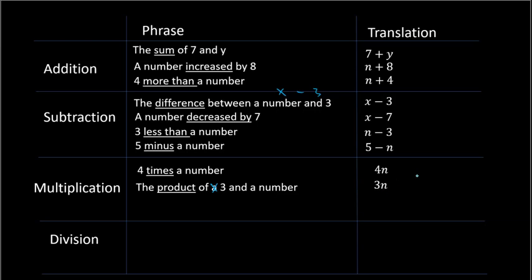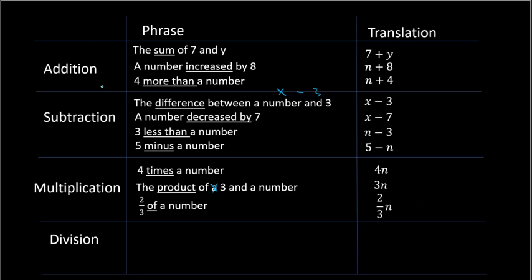And the next word is the word of. So of you might not think of as a word showing multiplication, but it really is. Because if you take 2/3 of a number, that means you take 2/3 times some number. So we would do 2/3 times some number, we'll call that number n. It's an unknown number. And again, we don't need the times sign because the number right in front of the variable means multiplication.